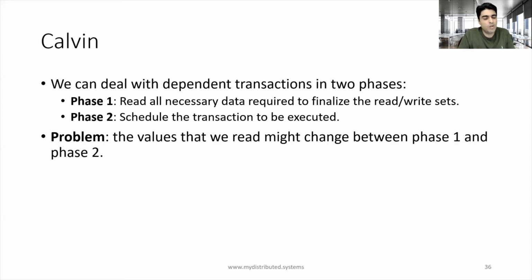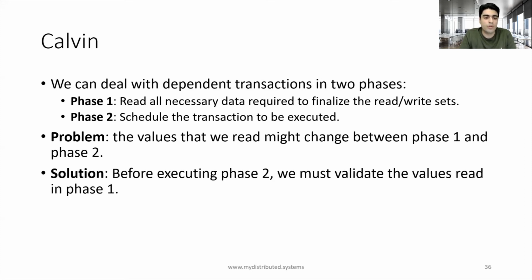However, we have a problem. The problem is that the values that we read in phase 1 might change between phase 1 and phase 2. So the Calvin solution for this problem is that before executing phase 2, we must validate the values read in phase 1.